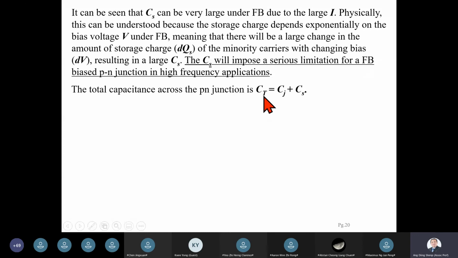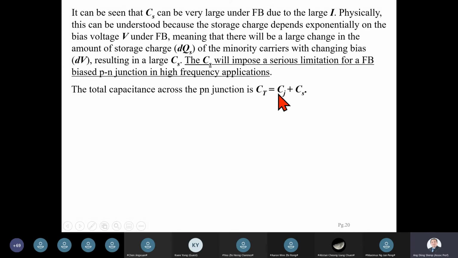This exponential dependence comes from the exponential dependence of the carrier injection with respect to the applied forward bias voltage. Now, because CS is large, it will cause some problem in terms of the switching speed of the PN junction, especially in high frequency application. I will give you one example to more clearly illustrate this.